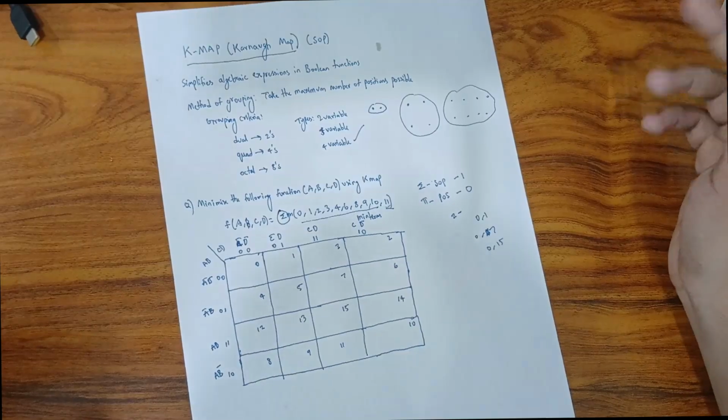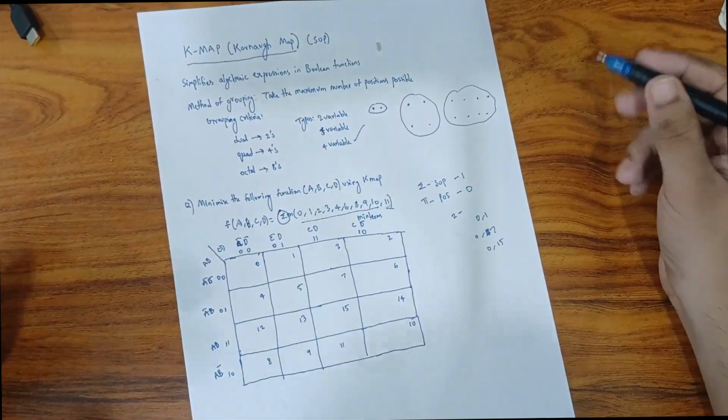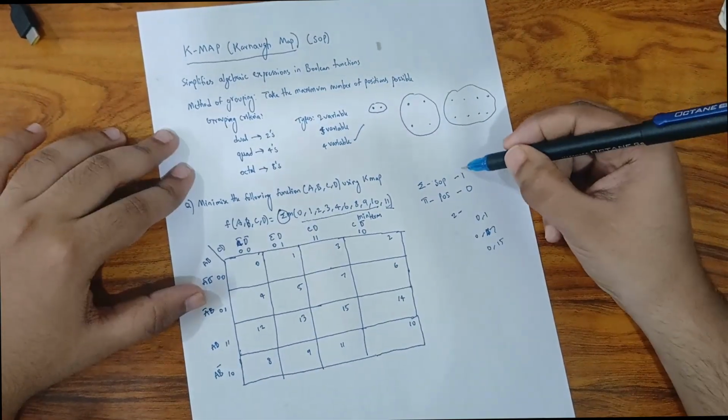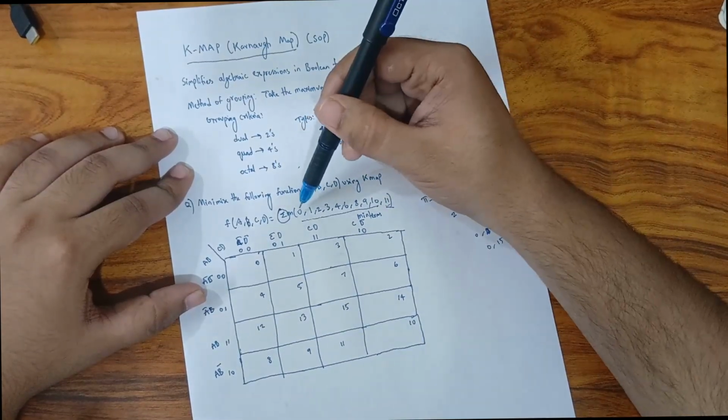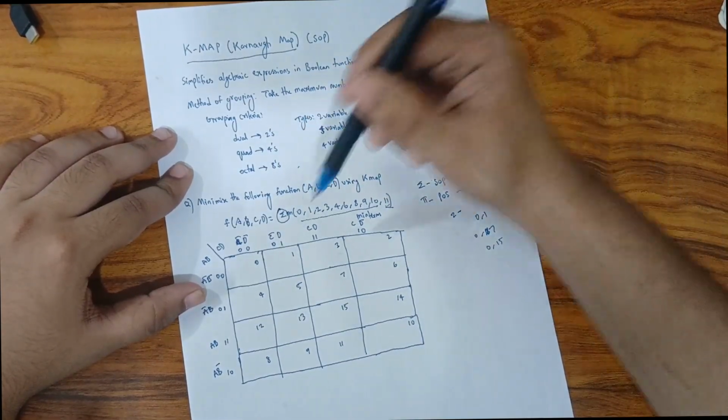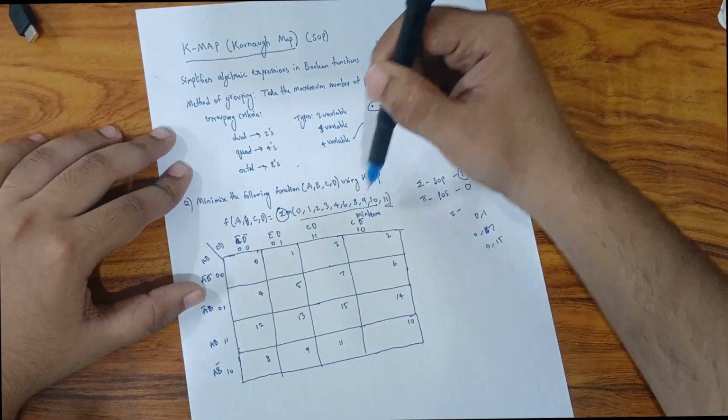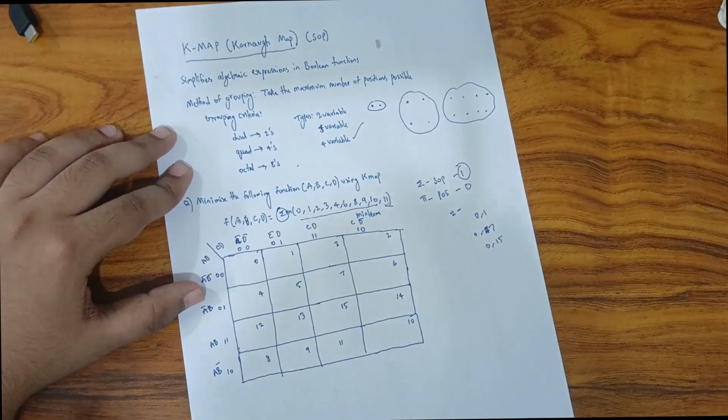Now let us actually substitute the minterms. I think I already told you before that we need to substitute ones. So let us substitute the ones. What minterms translate to is the positions where we have to keep ones. So let us get started.